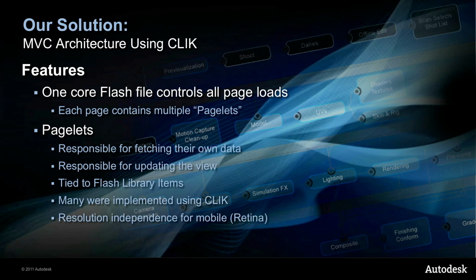Another main thing that we got out of this, we decided to use Click, which is a UI library that ships with Scaleform, and it has buttons and drop downs and all that kind of thing. One of the main advantages of that is that it helps you set up a resolution independent system. So if you want to do something like mobile or Retina or different size screens on Android, it makes it a lot easier. You don't have to hard code it for a bunch of different resolutions or anything like that.